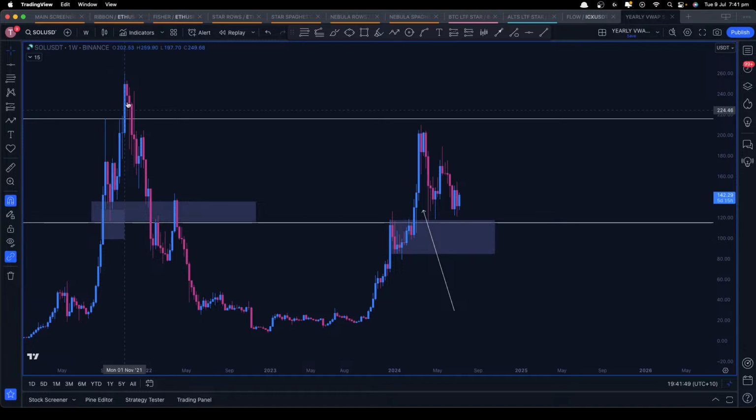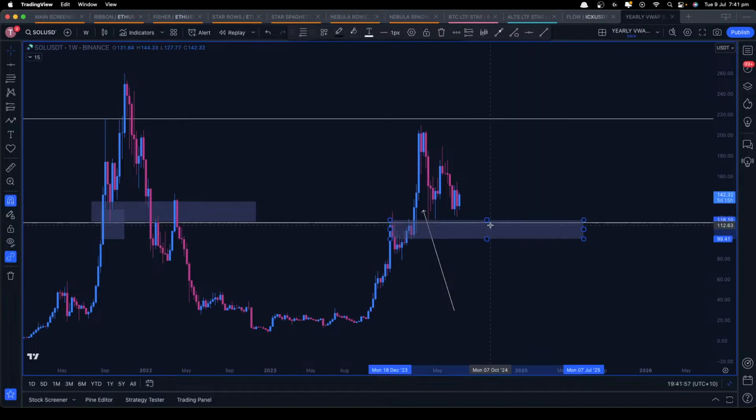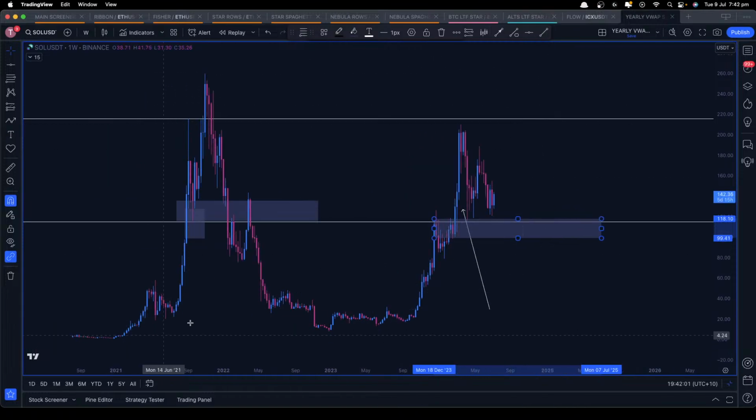So just like this low ended up leading to an all-time high, this area is now holding, and that's why I'm saying $120 on Solana is important. And if you think about it, it looks very, very similar to this here.